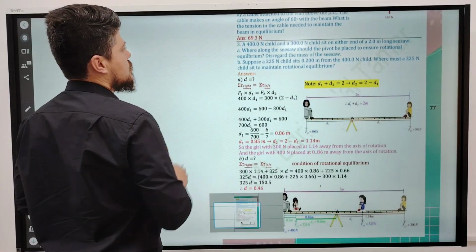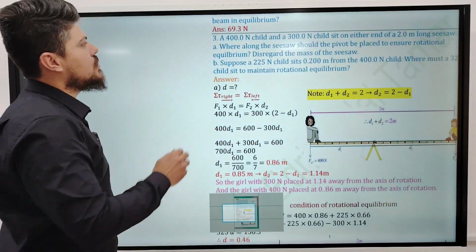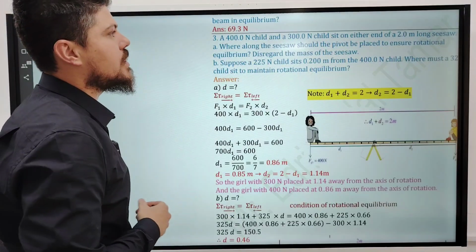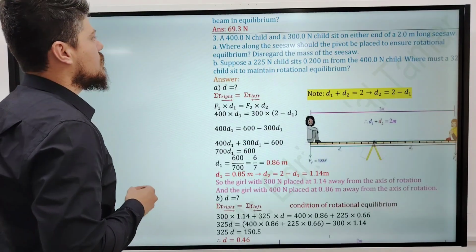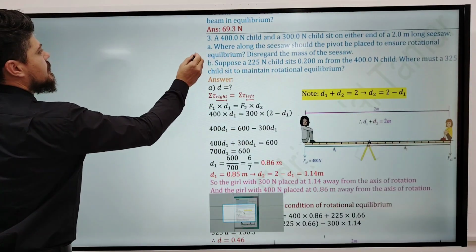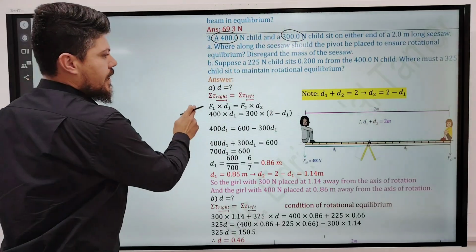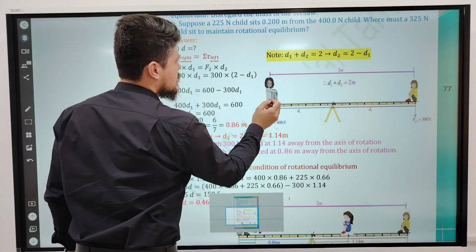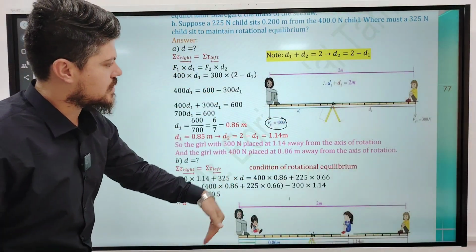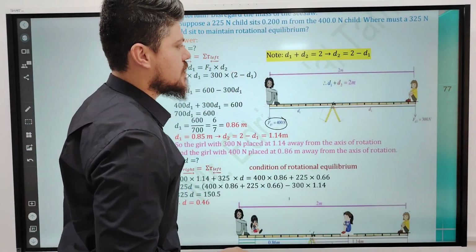Question 3 in practice 2b. The question says: a 400 Newton child and a 300 Newton child sit on either end of a 2-meter long seesaw. Okay, so how many gravitational forces do we have? 2. Fg1 and Fg2. Fg1, the child who sits here at the end of this seesaw, has a gravitational force of 400 Newton downward, and the other is 300 Newton gravitational force downward.